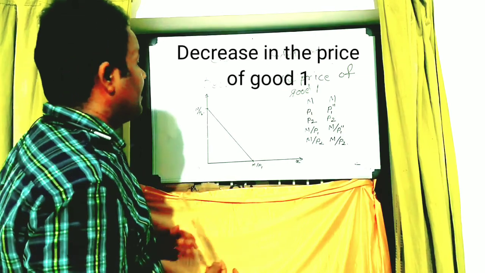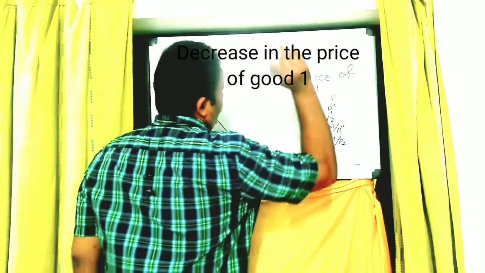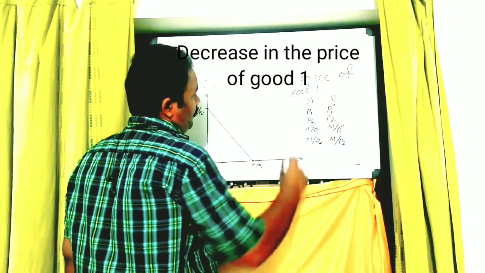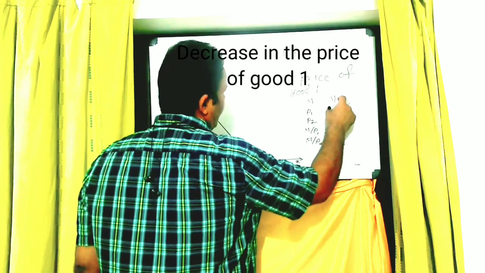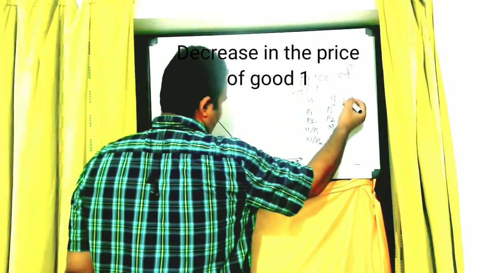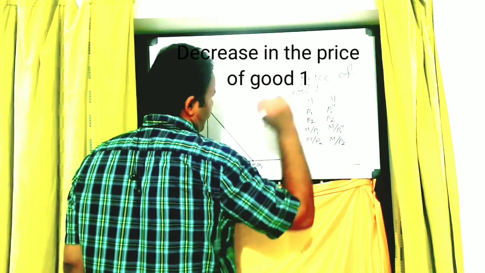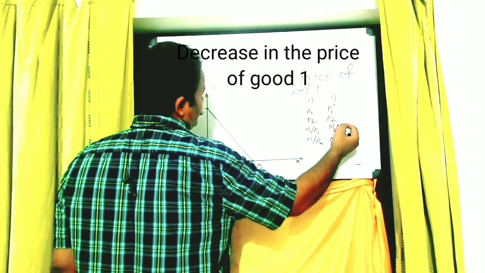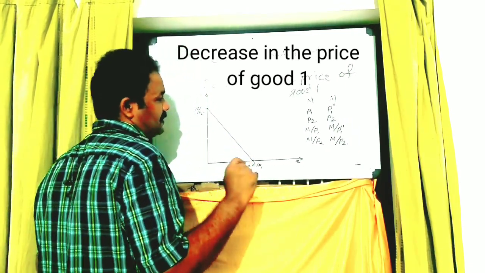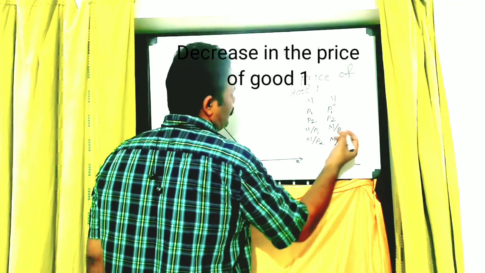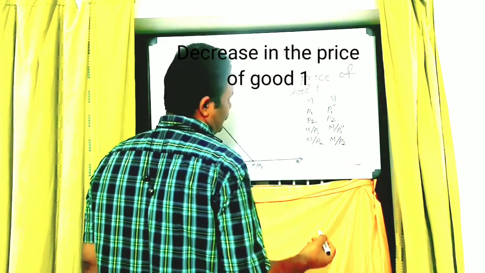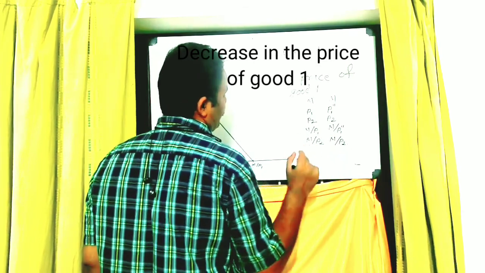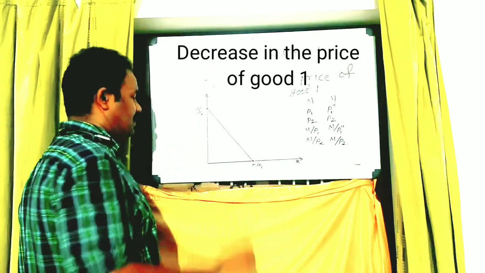Then when the price of good one decreases, at that time P1 will change to P1 double dash. There is no change in income, that is the same M. There is no change in the price of good 2, that is P2. Here the horizontal intercept will change to M by P1 double dash. There is no change in the vertical intercept, that remains fixed as M by P2.